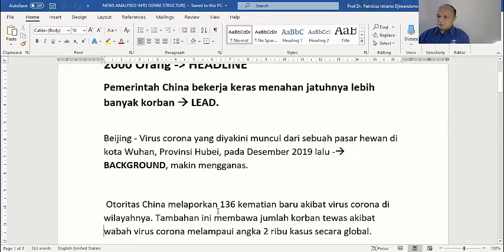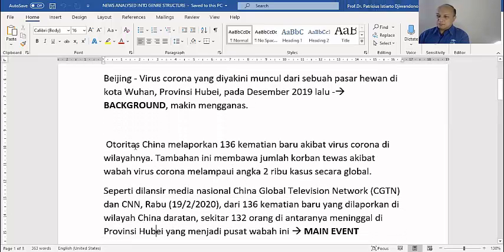Now the first paragraph is: Virus corona yang diyakini muncul dari sebuah pasar hewan di kota Wuhan, Provinsi Hubei pada Desember 2019 yang lalu. Now this is the background. This is something that the readers are already familiar with, something that they have known. So this is the background. And then when we go on to the next part: Otoritas China melaporkan 136 kematian baru akibat virus corona di wilayahnya. Tambahan ini membawa jumlah korban tewas akibat wabah virus corona melampaui angka 2.000 kasus secara global. Seperti dilansir media nasional China, Global Television Network, etc.